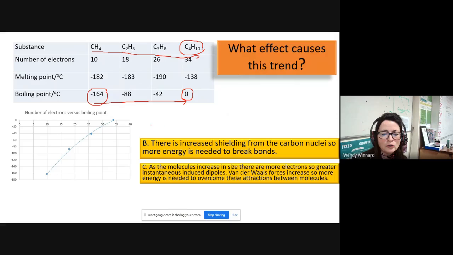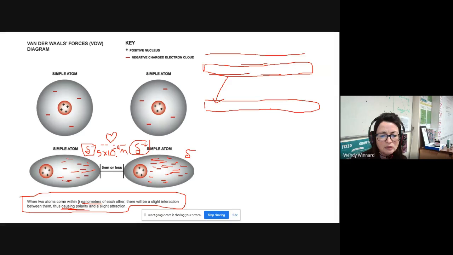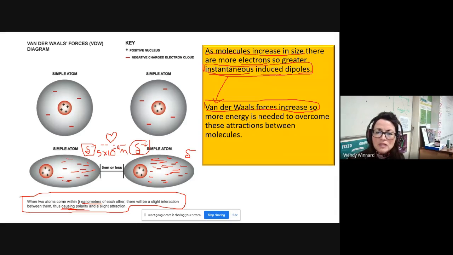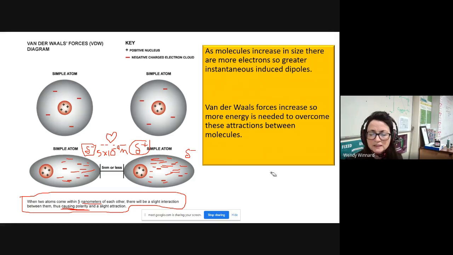So we can conclude that methane has got weaker van der Waals forces between the molecules. So this is the important thing to know in the yellow box here. As molecules increase in size, there are more electrons, so greater instantaneous induced dipoles. Van der Waals forces increase, so more energy is needed to overcome these attractions between molecules.